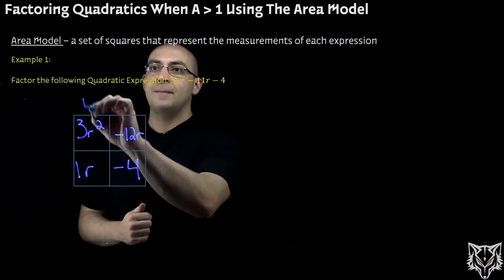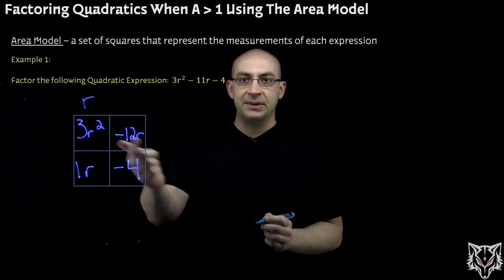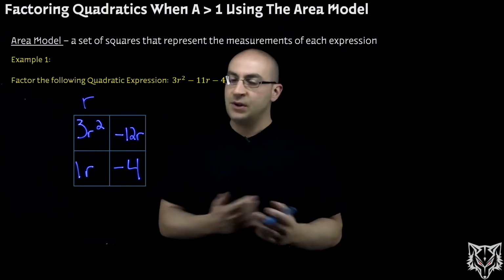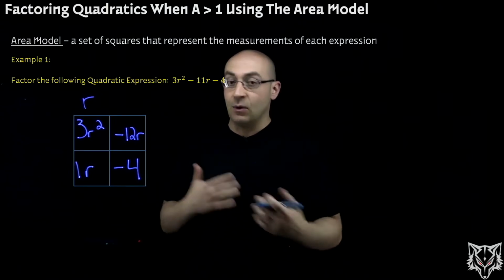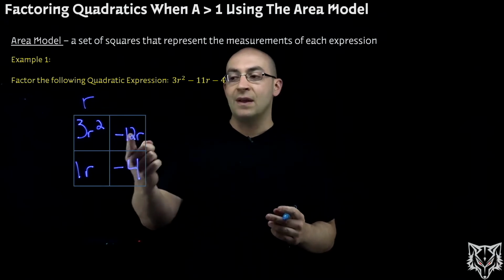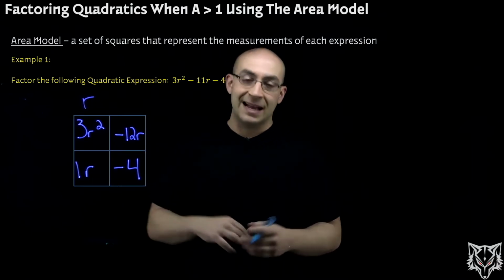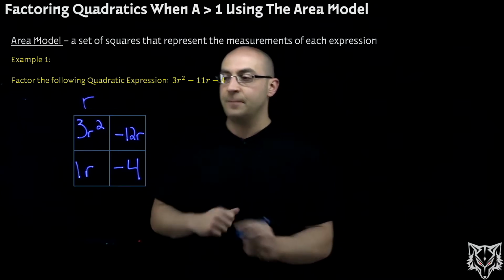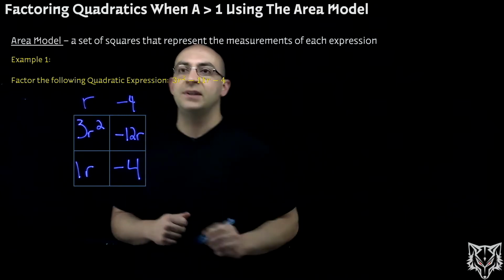So on top of my box, I'm going to put an r. Same thing with the negative 12r and negative 4. The only thing that I can divide out evenly or factor out evenly of both of those terms is a 4. Now remember, when this term or this term has a negative in front, the negative has to come with it. So I'm going to put a negative 4 here.